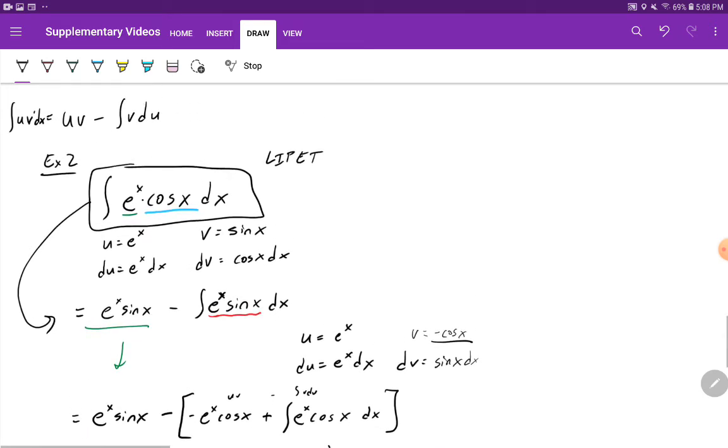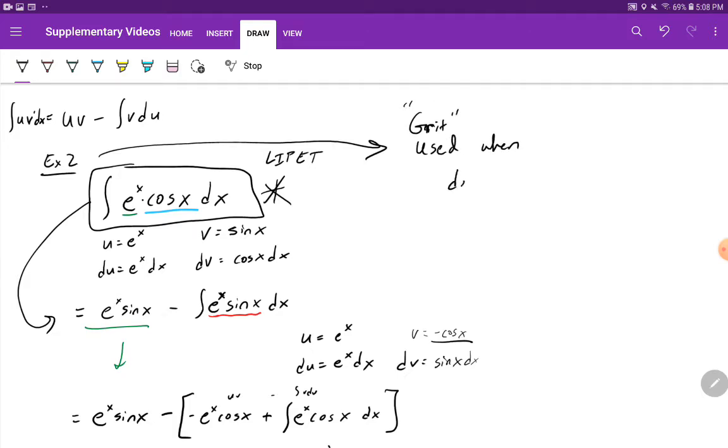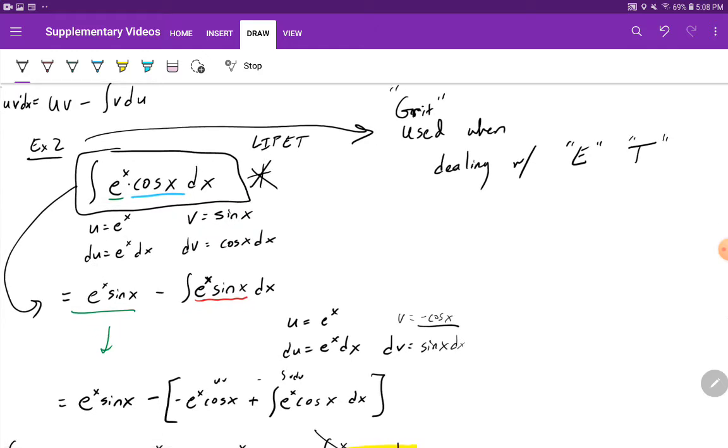Essentially, what you're looking for is your original problem to reappear in your work, and that's why the grit method is usually used when dealing with an exponential function and a trig function, when those two things are being multiplied to each other, right? It's the e and t in LIPET, right? And the reason why is because, think about it, right?